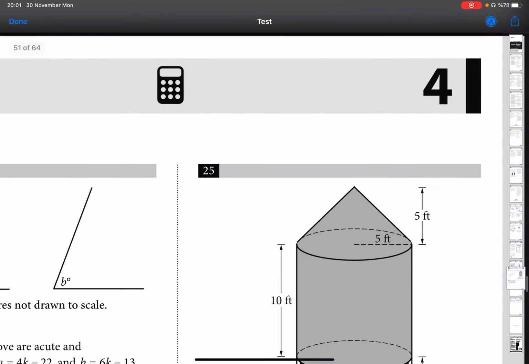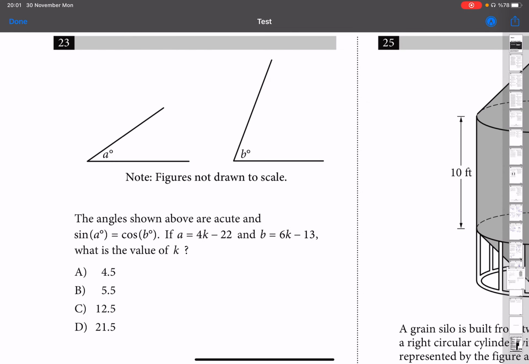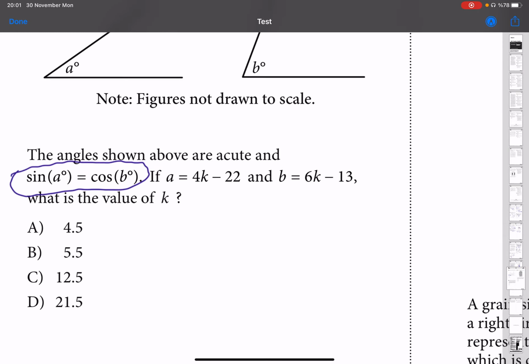Next question. The angles shown above are acute and sine A equals cosine B. If A equals 4k minus 22 and B equals 6k minus 13, what is the value of k? When we see this property, we should realize that this can happen only in a right angle triangle. Why? Let's analyze it.